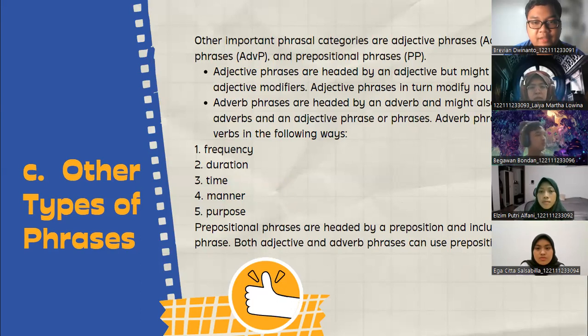Adverb phrases are headed by an adverb and might also include other adverbs and an adjective phrase or phrases. Adverb phrases modify verbs in the following ways: frequency, duration, time, manner, and purpose. Prepositional phrases are headed by a preposition and include a noun phrase. Both adjective and adverb phrases can use prepositions.